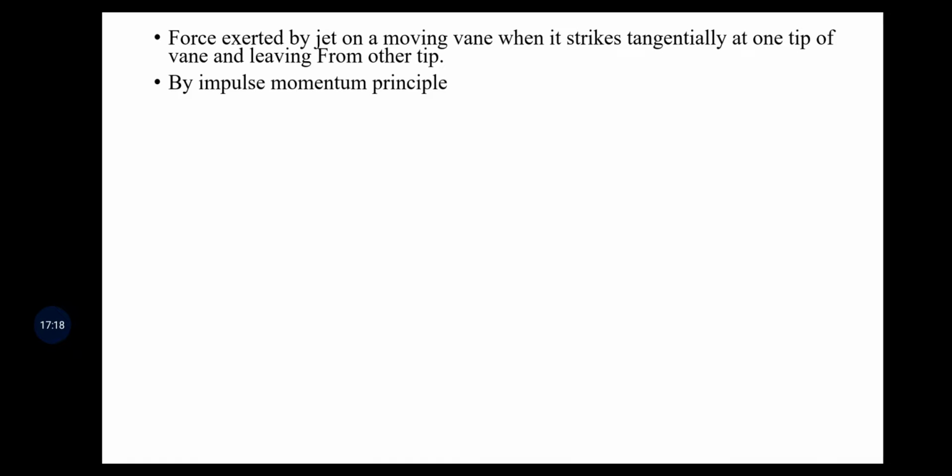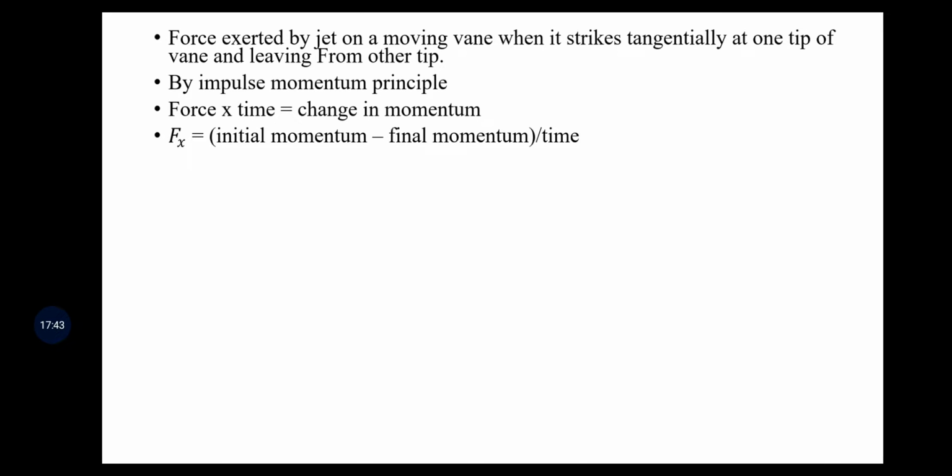Now we will discuss the next part, the force exerted by the jet on the moving vane, when it strikes tangentially at one tip of the vane and leaves from the other tip. As it strikes, there is a change in momentum. By the linear impulse momentum principle, force into time is equal to change in momentum. The force here we assume is along the x-axis, the axis of the vane. So Fx is equal to initial momentum minus final momentum upon time, which will be in the denominator.